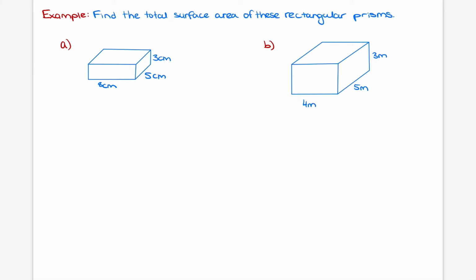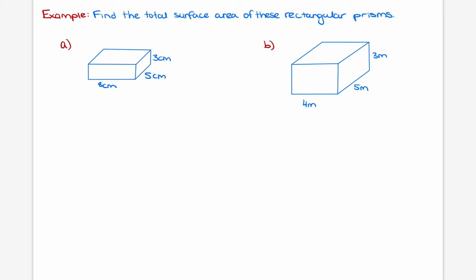A quick examples video. This one is for surface area of prisms. So mostly looking at rectangular prisms as well as some other straightforward prisms. A rectangular prism is something like a box. So think a cereal box or your mac and cheese box or something like that.